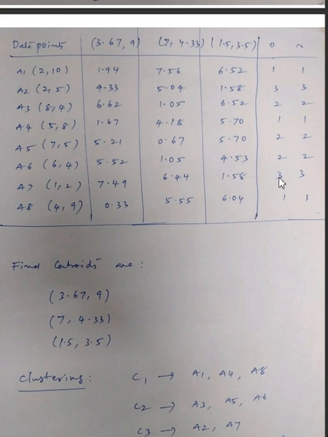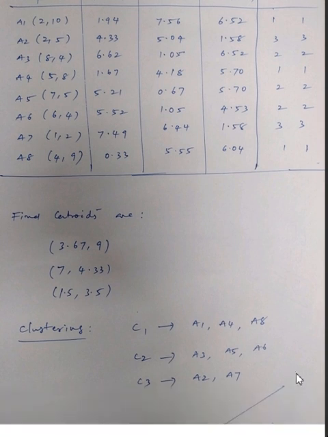So here we can understand that the clustering is done properly with the help of the k-means algorithm. Here there are 3 clusters, k is equal to 3. The final centroids are 3.67, 9 comma 7, 4.33, and 1.5 comma 3.5, and the final clusters are: cluster 1 has A1, A4, A8; cluster 2 has A3, A5 and A6; cluster 3 has A2, A7. So this is all about the k-means clustering algorithm example.